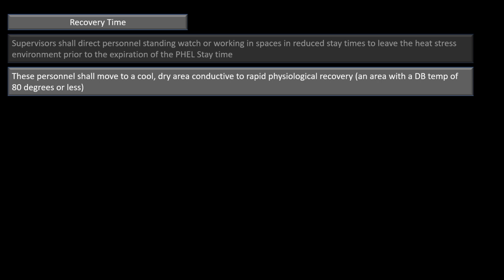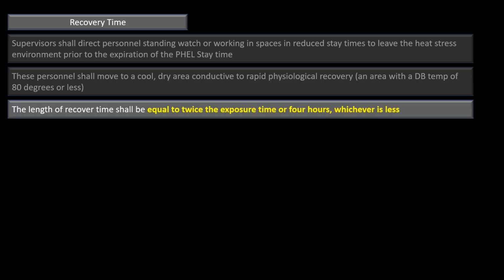So these personnel are going to move to a cool, dry area conducive to rapid physiological recovery, an area that has a dry bulb temperature of 80 degrees or less. The length of recovery time shall be equal to twice the exposure time or 4 hours, whichever is less. So if the exposure time, like I said, was 1 hour, then they get twice that. They would get 2 hours recovery time, okay? Or 4 hours, whichever is less. Well, in this case, 2 hours is less than 4, so they would get 2 hours. So your recovery time, twice your exposure time, or 4 hours, whichever is less.